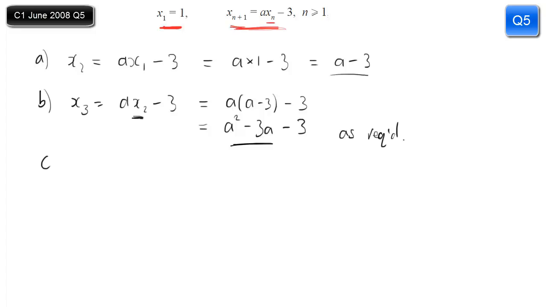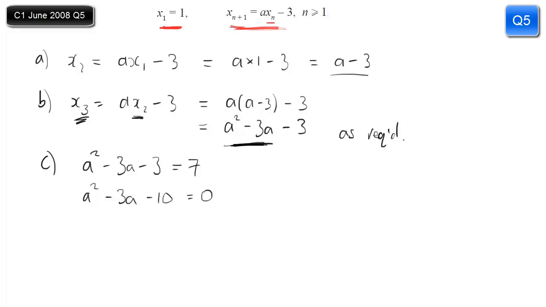Part C, we've got some extra information here. We know that the third term is equal to 7. So this term that we just worked out is equal to 7, and we want to find the possible values of a. So we've got a quadratic here, a squared minus 3a minus 3 equals 7. So we've got to turn that into a quadratic we can solve into the usual format. So a squared minus 3a, we take away 7 from both sides, so minus 10 equals 0.